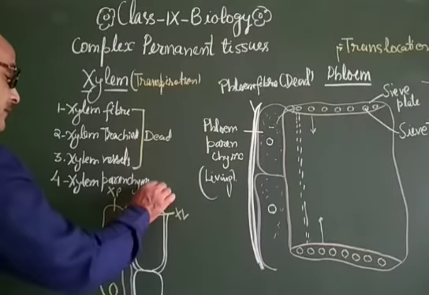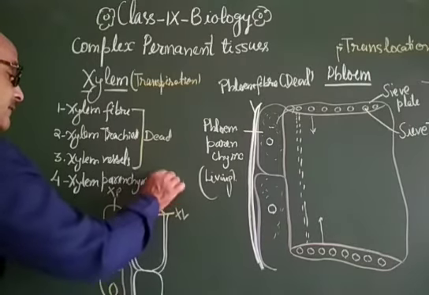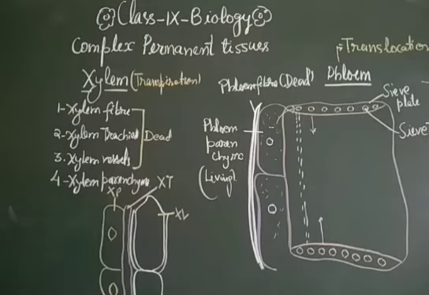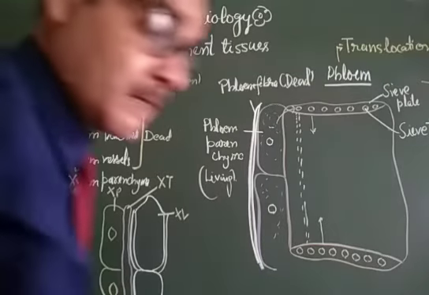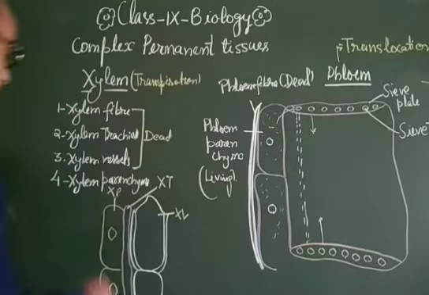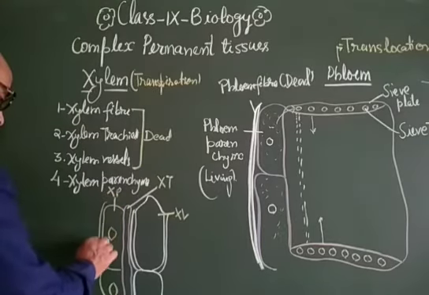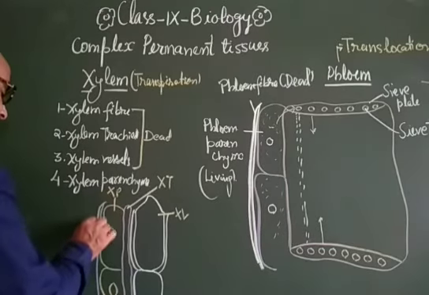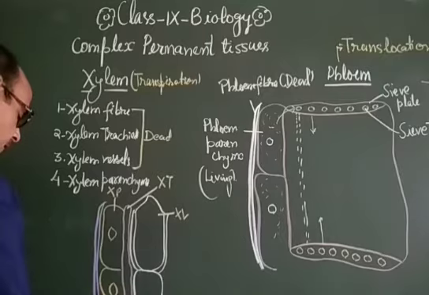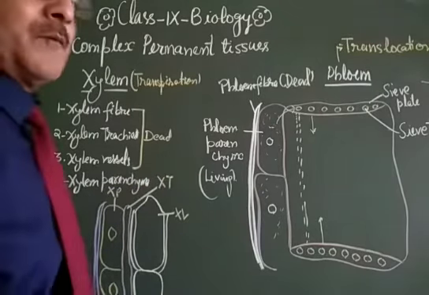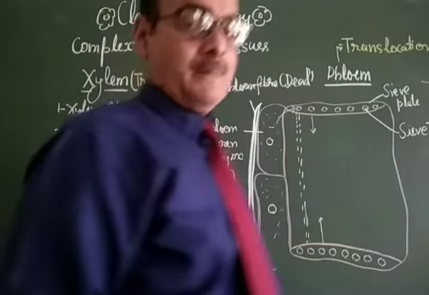This is xylem trachea. And this complete structure is packed and protected with the xylem fiber, just like the phloem idea. So in this way the bundle is arranged in the plant body, both xylem and phloem.